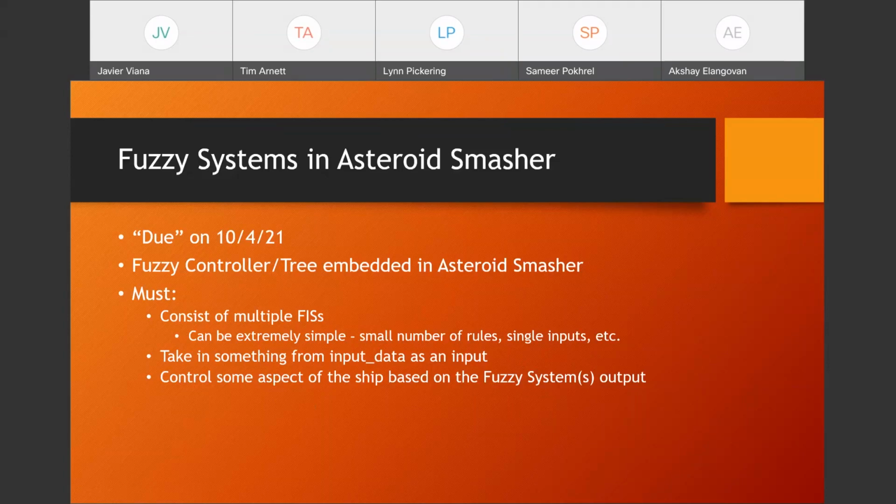Yes. Someone asked, can this be pre-tuning? Absolutely. We do not expect this to be optimized. You can just make up whatever rules and parameters that you want. It can be the worst thing that's ever been made as far as decision making. Like it can immediately decide to just run into asteroids. That's fine. Yeah, we will get to the tuning and optimization next time.